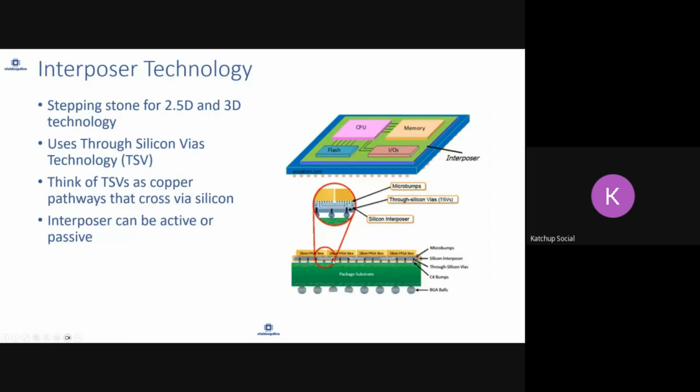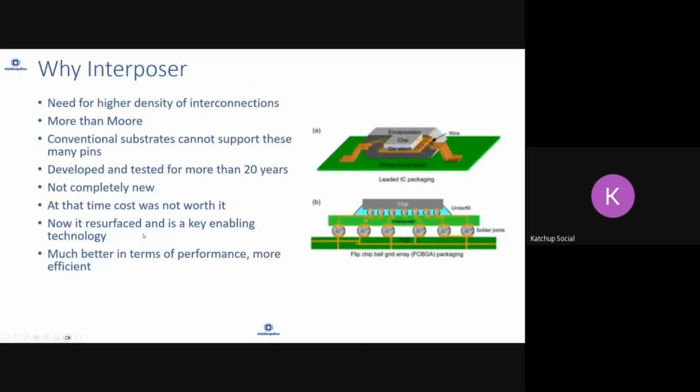Interposer can be active or passive. The interposer can have microelectronic devices in it, or it can just be a connectivity enabler, like through silicon wires. So both possibilities exist. Active means the interposer can have specific microelectronic components in it. If the interposer does not have a microelectronic component and is just used for connectivity, it's known as a passive interposer.